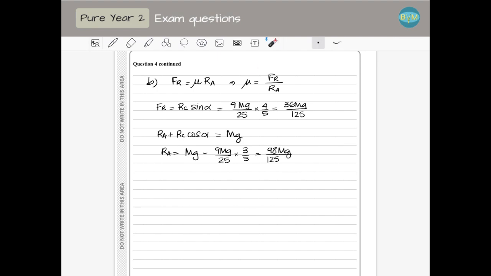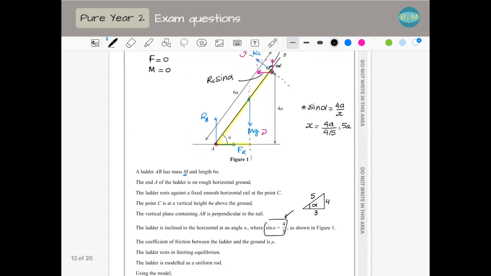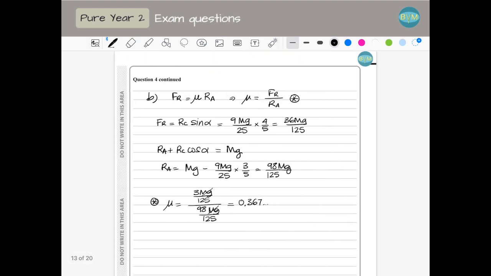So the coefficient of friction, coming back here, is the friction, which is 36 mg divided by 125, divided by the reaction at A. And we can cancel mg, and when we divide, we have 0.367, something else. They don't ask us to round, so I'm going to leave it to two significant figures, for example, 0.37. And that's all with this exam question.